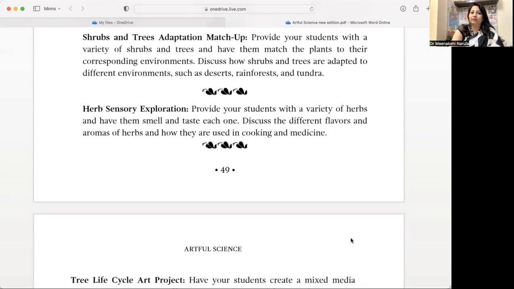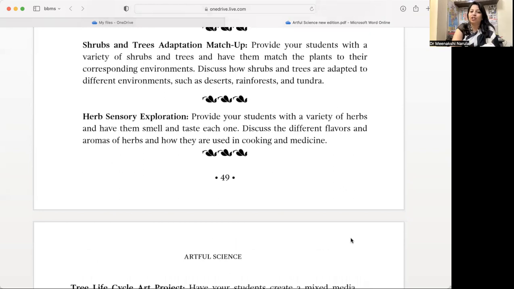If you talk about more activities, shrubs and tree adaptation match up. Provide your students with a variety of shrubs and trees and have them match the plants to the corresponding environment. In what kind of environment do those trees or shrubs, herbs grow, what do they need? And you can also discuss how shrubs and trees are adapted to their environment, such as deserts, rainforest, tundra. You can collaborate with a social science teacher. Let me tell you, maybe they have more clarity because they have been talking about such kinds of ecosystems. So together you should take a class along with a social science teacher.